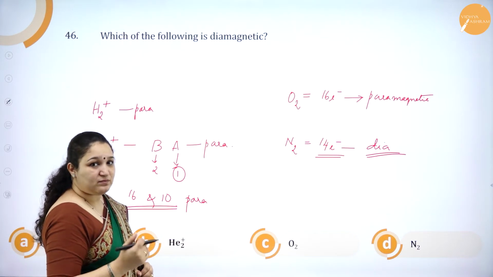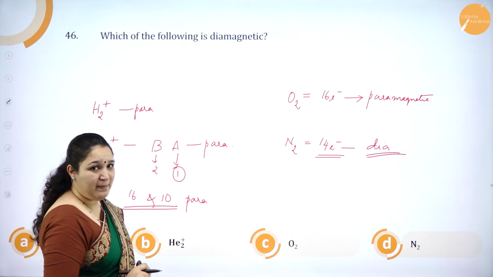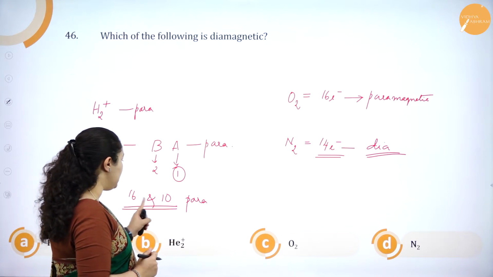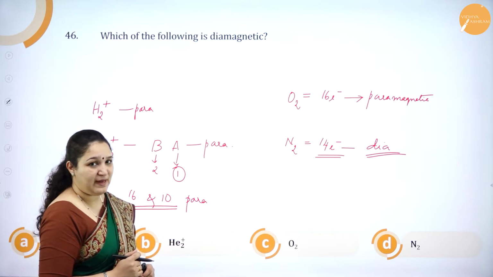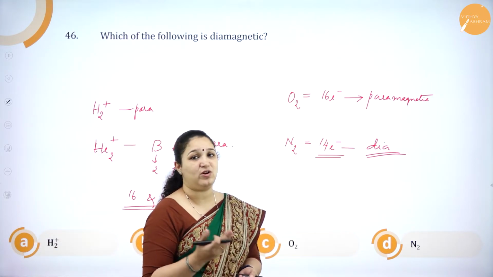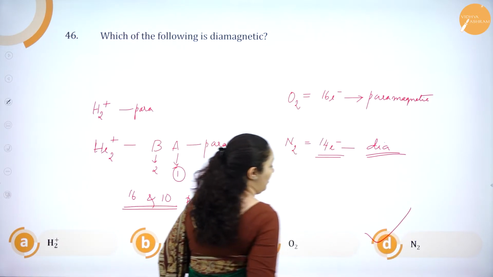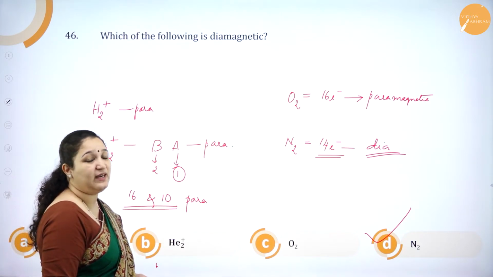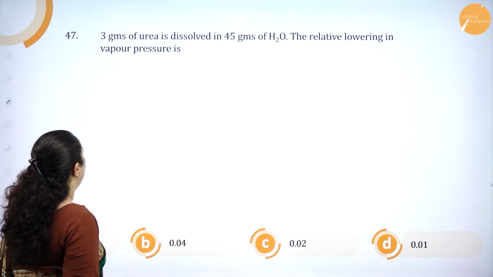If it is an odd number, then it will be paramagnetic. Along with that, you have to include with odd numbers 16 and 10 electrons, which is an even number but still it is paramagnetic. Otherwise any even number is diamagnetic. So 14 electrons is diamagnetic. So nitrogen is the correct answer. Okay, because they are asking us which of the following is diamagnetic. Even number you have to see. Okay, next question.